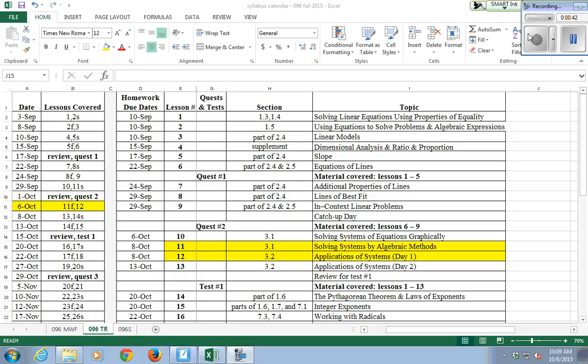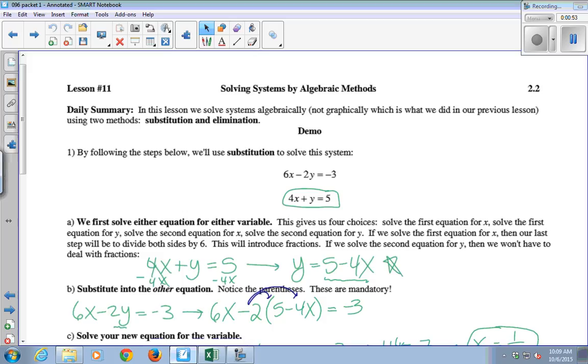Okay, so today we're going to finish class 11. We started it before the quiz, right? So it's been a long time since we did the demo for this lesson. So I'm going to walk through it again a little bit, and then I'm going to have you work on some problems on your own.